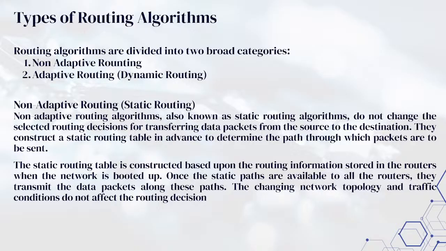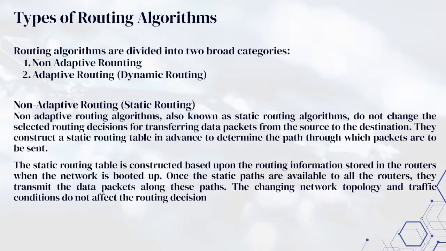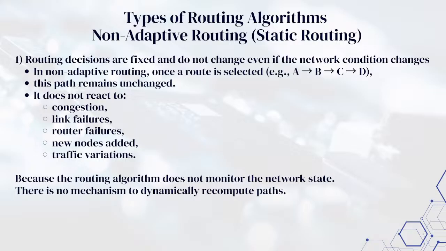Once the static paths are available to all the routers, they transmit the data packets along these paths. Changing network topology and traffic conditions do not affect the routing decisions, because it gives importance to the non-adaptive method, or static routing. Okay, so again the important points when it comes to non-adaptive routing. The first is that routing decisions are fixed and do not change even if the network conditions change, right?